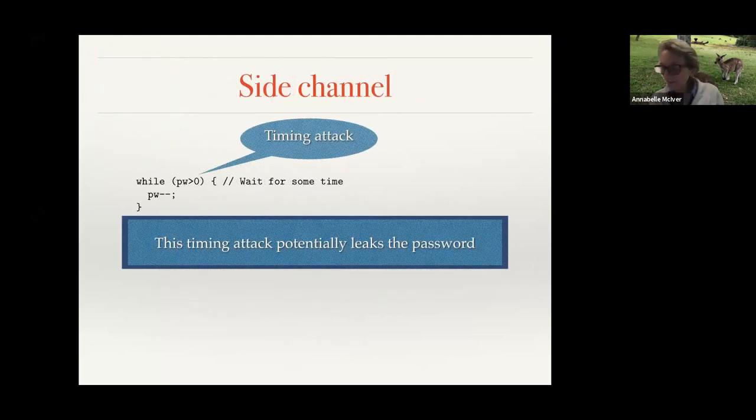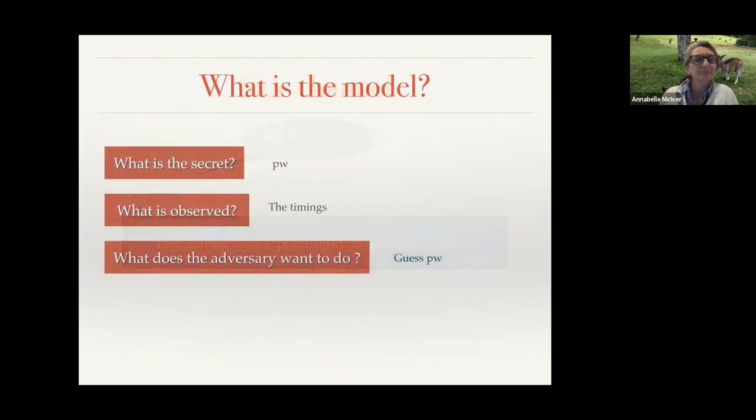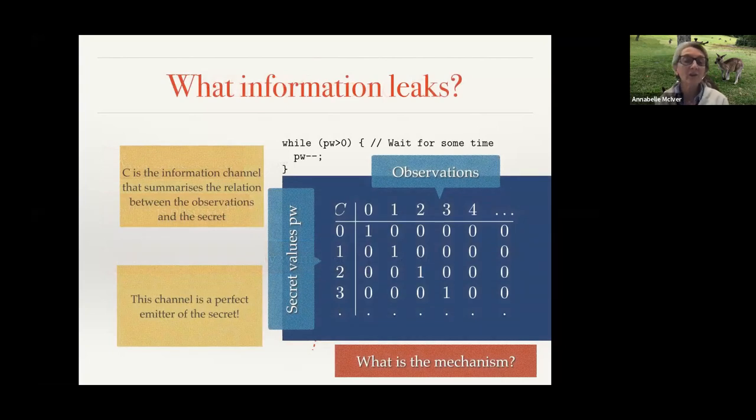Now let's go quite quickly to illustrate all of those things on this little password example. The secret is the password, the observations are the timings, and the adversary wants to guess the password, so he's going to be using a Bayes vulnerability on this password. In a traditional information flow analysis, we would create a channel from that program. The columns are labeled with observations, those are the timings, and the rows are labeled with possible secrets. We're just making it simple, so secrets are just some kind of integer. You can see that if the adversary had a perfect measurement, he would be able to figure out the initial value of the password perfectly. That's why we have ones down this diagonal.